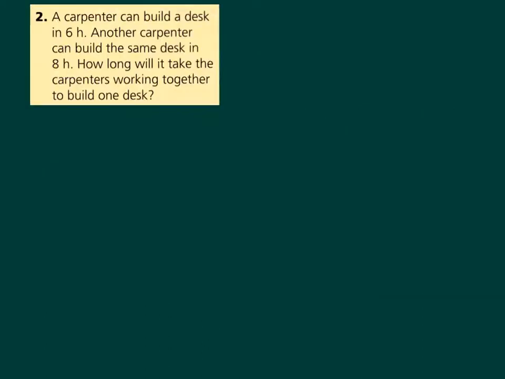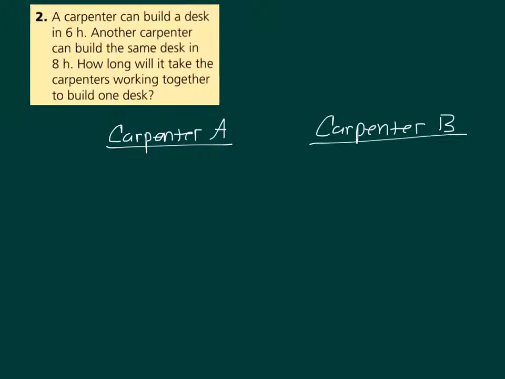Here, a carpenter can build a desk in 6 hours, another carpenter can build the same desk in 8 hours. How long will it take the carpenters working together to build one desk? We've done problems like this in the past. How do we set this up? This was a question on the final. What you want to do, let's call it carpenter A and carpenter B. Together we could call them the carpenters.